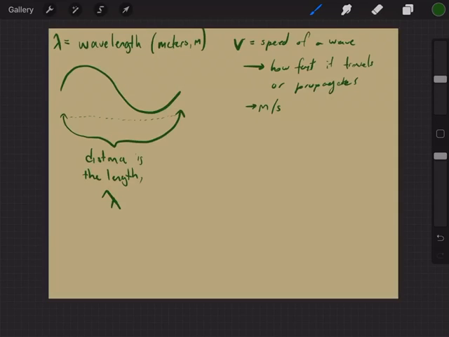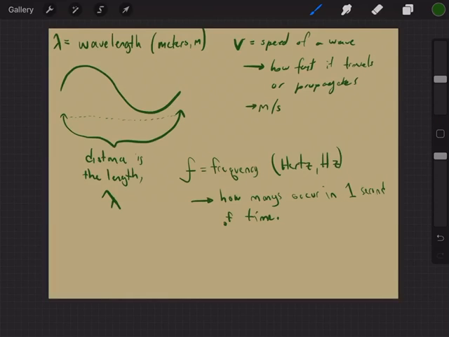And the last thing is f, the frequency. Now the frequency you may have already learned about before, but the frequency is measured in hertz, which we write as Hz, and it basically tells you how often the wave occurs, how many waves you can fit into 1 second, how many waves occur in 1 second of time.